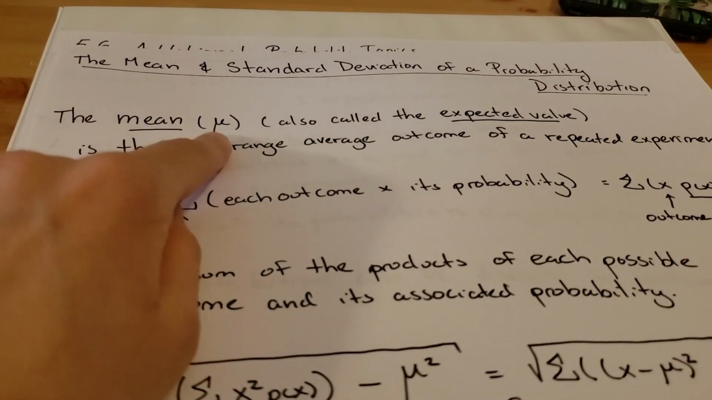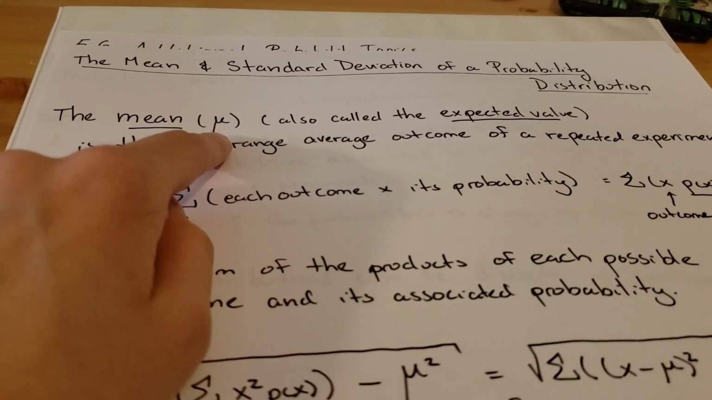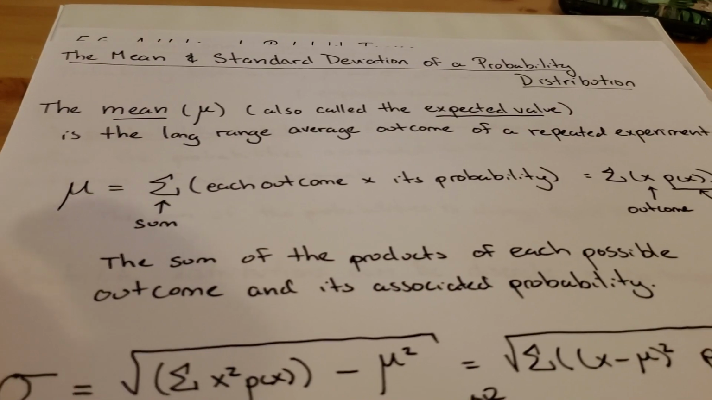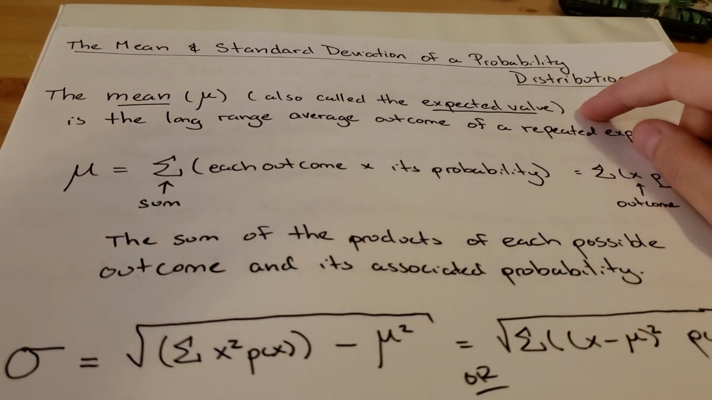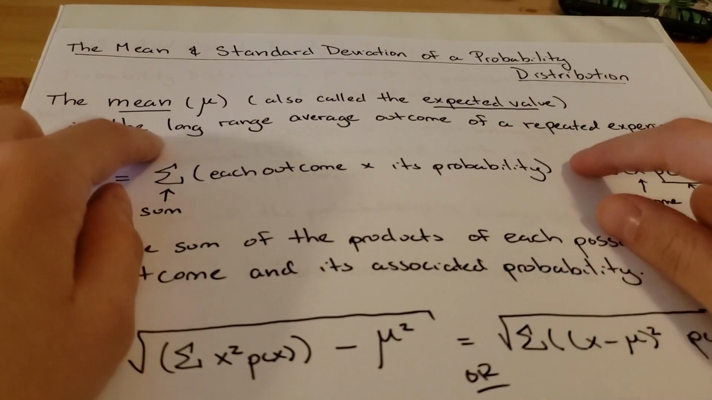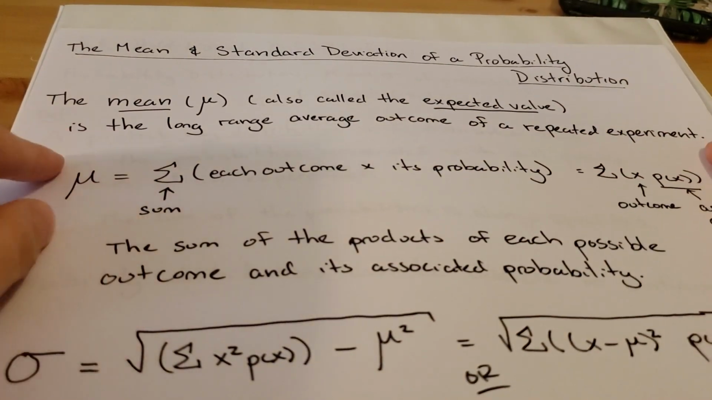The mean we write with the lowercase Greek letter mu. We also used this before for population mean, but when we see mu here, we're talking about the mean of a probability distribution. It's also called the expected value. We're going to get into more serious word problems about expected value in the next video. The definition is the long-range average outcome of a repeated experiment.